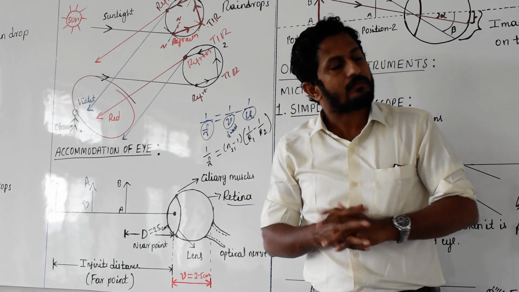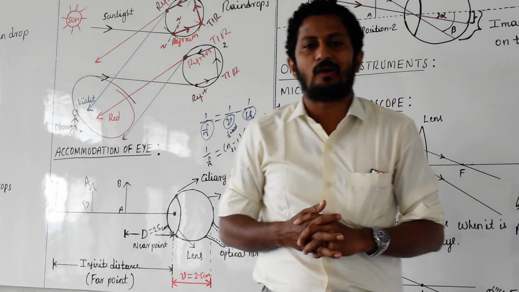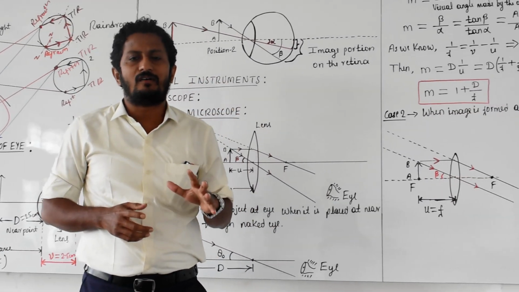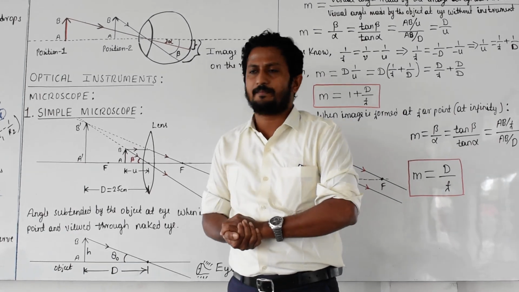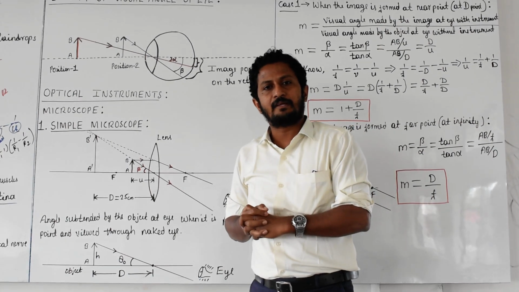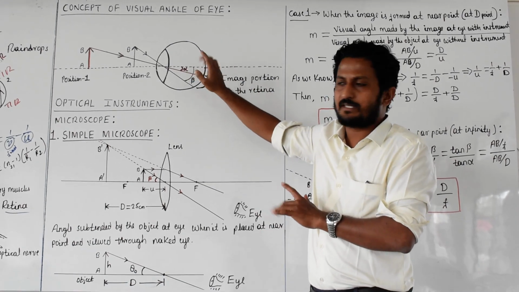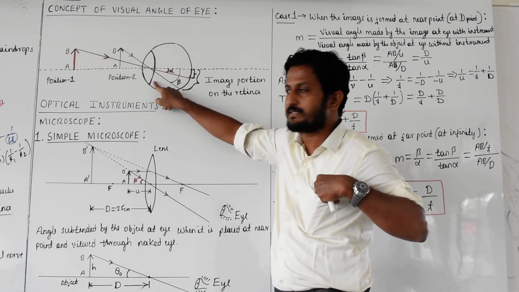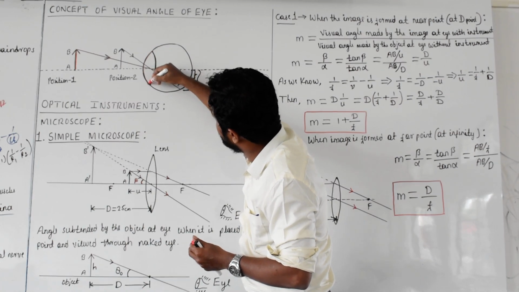After this, we have to understand one more thing, the visual angle of the eye. What is this visual angle? Look here at this diagram. Here again I have drawn the diagram of the eye. This is the eye, and this one is the biconvex lens. This is the eye lens.